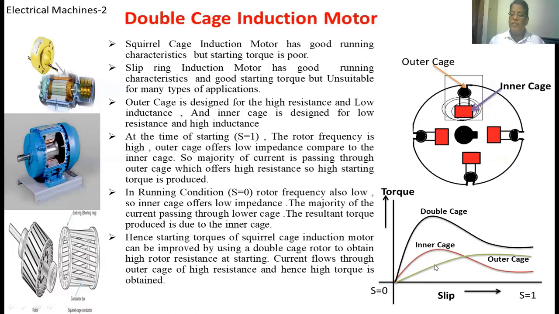At every point of the slip sweep, if we add the torque developed in the inner cage and the outer cage, then we get the torque developed in the double cage induction motor. This is the profile of the torque-slip characteristics of a double cage motor. In this manner, we can increase the starting torque developed in a double cage induction motor.